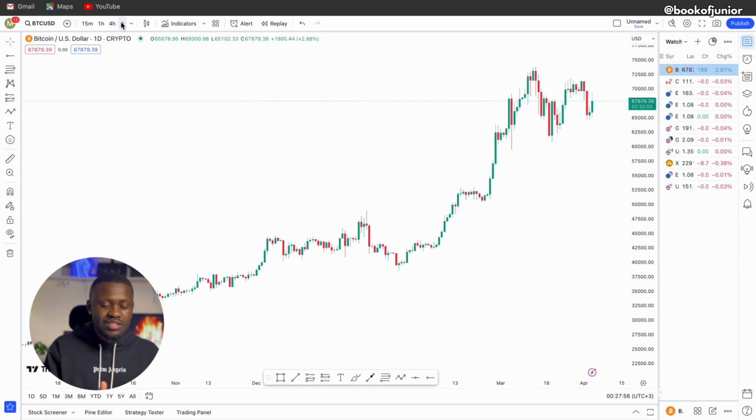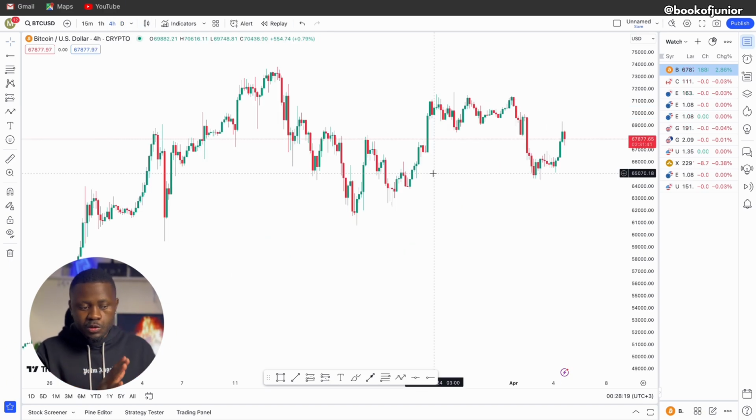Right now you can see price is in an uptrend. That is the market structure, an uptrend market. Step number one is done. We look at the market structure. Right now we are in an uptrend, so probably we have to be looking for buys only.